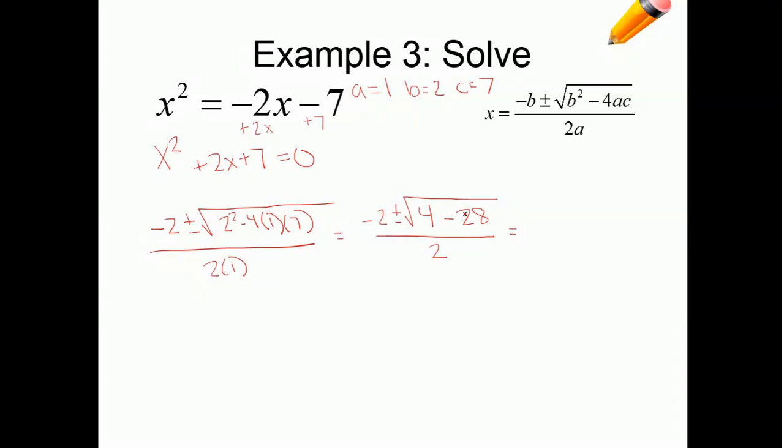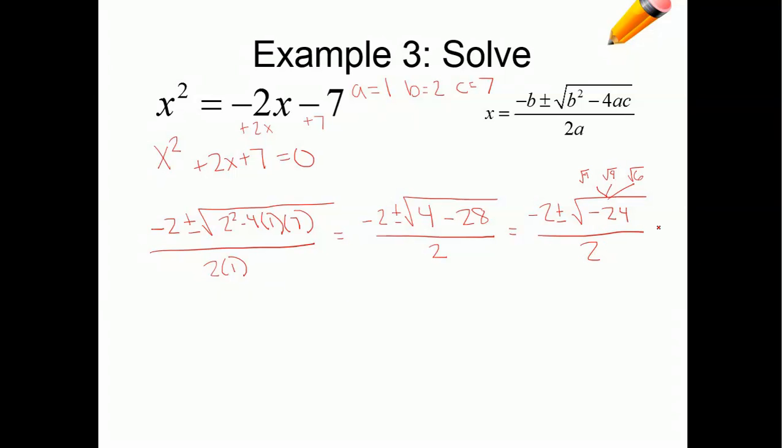Let's simplify the inside of the square root. 4 minus 28, that's negative 24. Still all over 2. Negative 24 looks like an i is going to come join the party. Break that down. I have square root of negative 1, square root of 4, and square root of 6, right? Because 4 times 6 is 24.